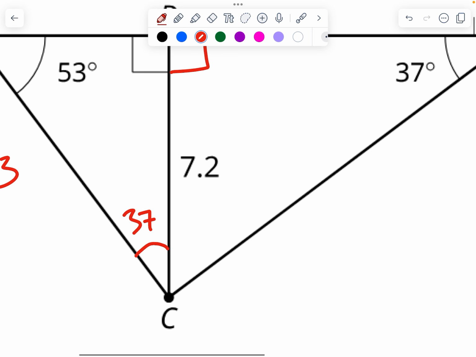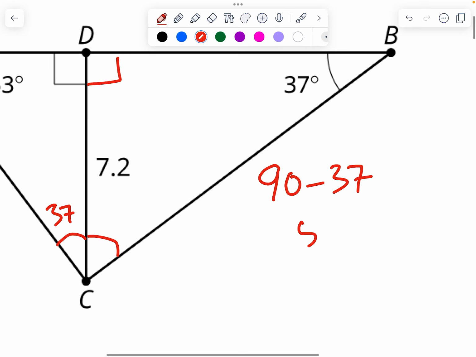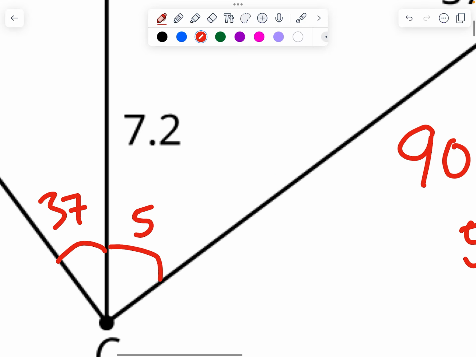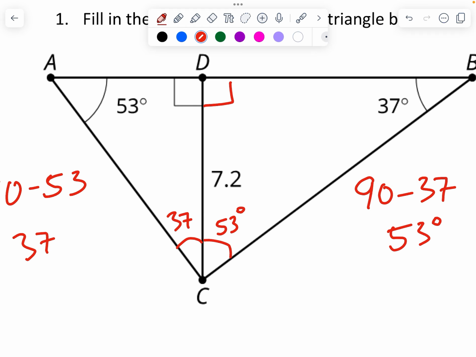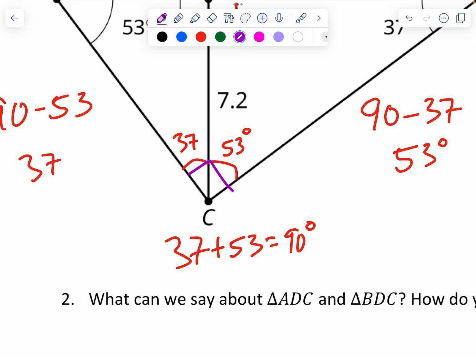And if we want to figure out what this angle is over here, well, we're going to do 90 minus 37. And that is 53. By the way, 37 plus 53 equals 90, which means that this angle is 90 degrees.